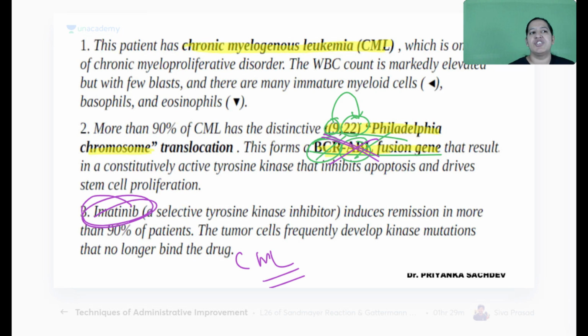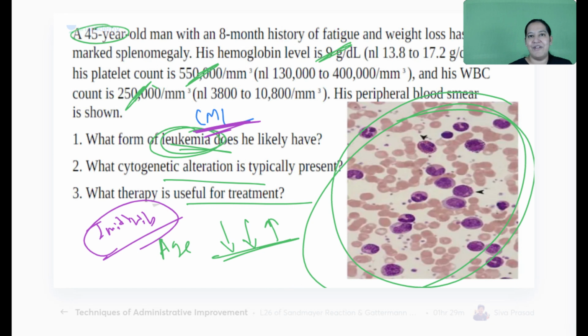It will inhibit the protein of this fusion gene, the ABL-BCR fusion gene. Yes, it is a tyrosine kinase inhibitor. Okay, everyone give me a thumbs up.